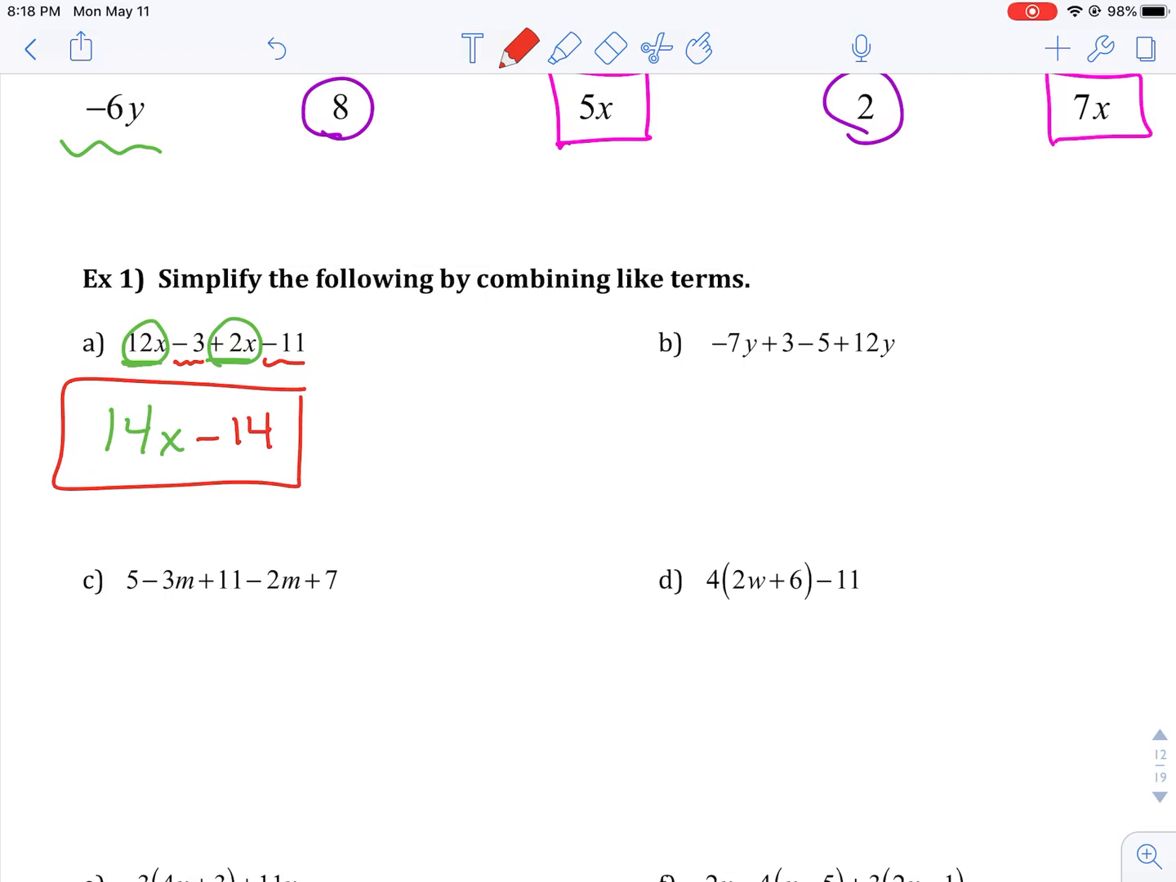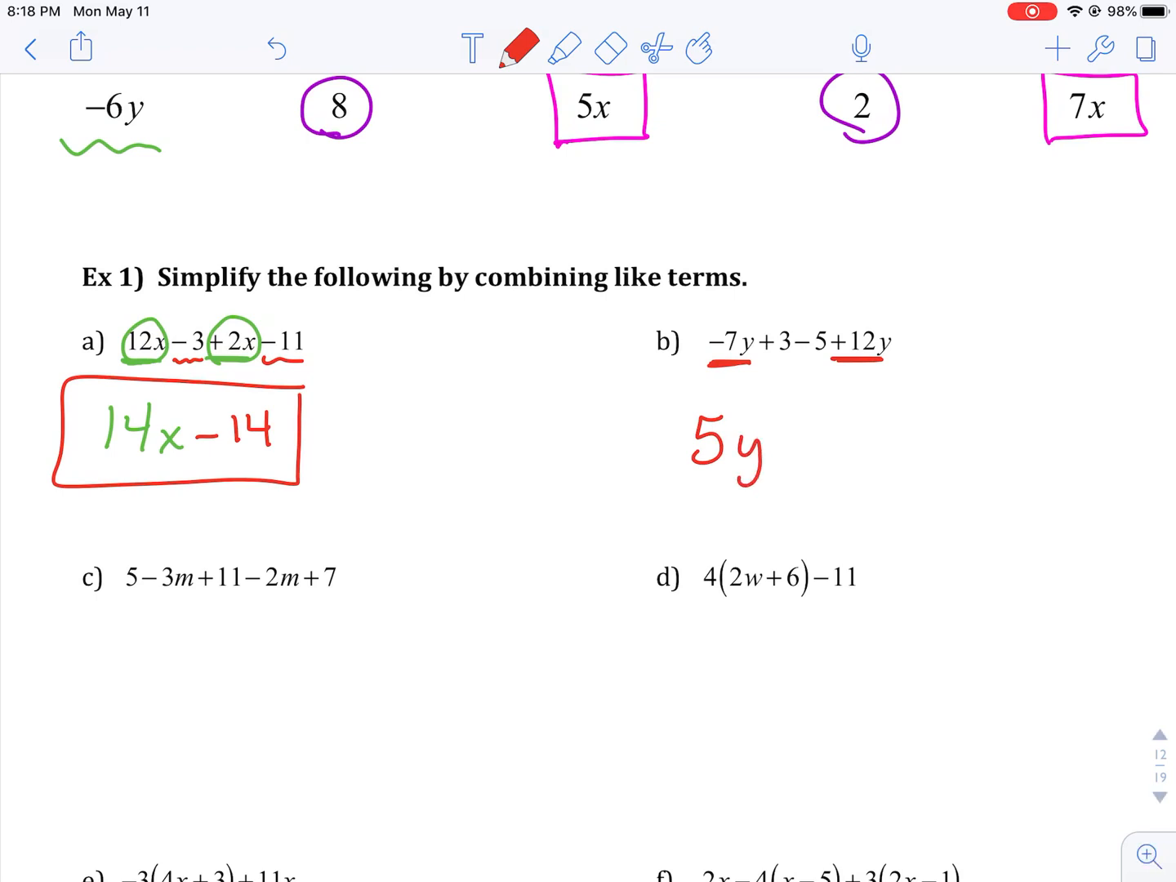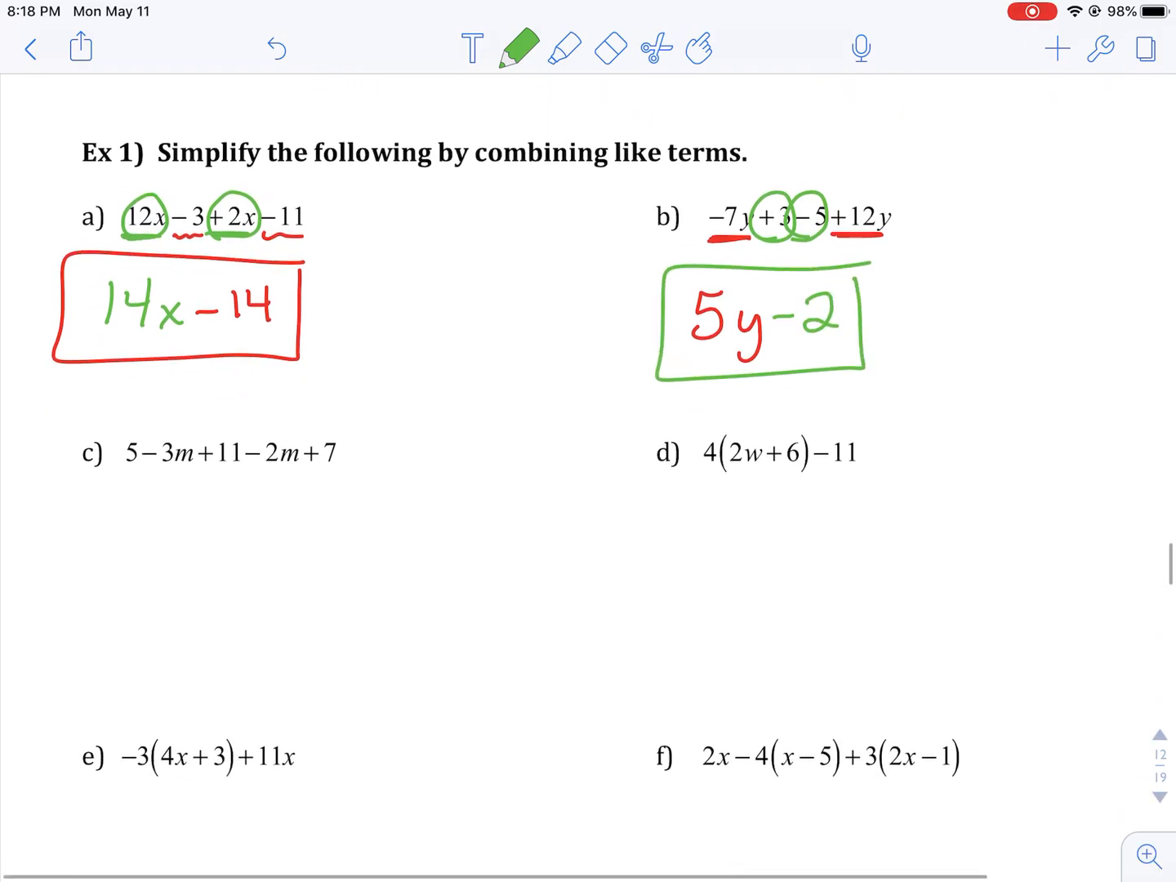So that would be what I would end up with when I simplified them by combining like terms. All right, if we look at letter B, I've got a -7y and I've got a positive 12y. So I've got a -7 and a positive 12. Use your calculator if you need to. That gives us 5y's. Okay, so if I look at what I have left, I've got a +3 and a -5. +3 and -5 are both like terms. That gives me -2. All right, in letter C, I've got -3m and a -2m. So since they're both negative, that's -5m.